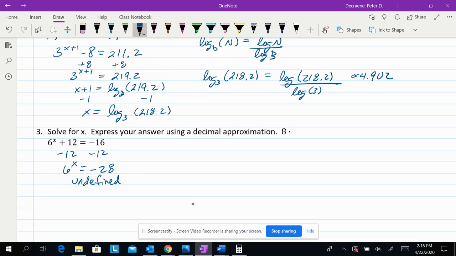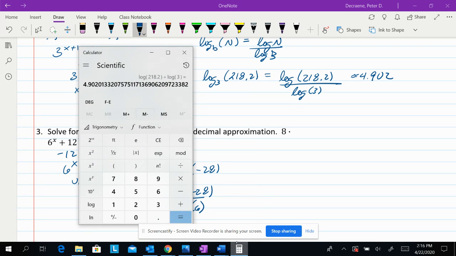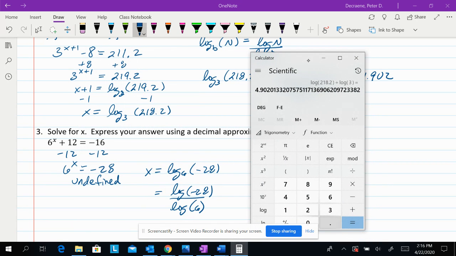And if I try to convert this to a logarithm, I'm going to run into trouble, because it would be x equals log base 6 of negative 28. Using the change of base formula, log of negative 28 divided by log of 6. And if I bring my calculator back up and I do negative 28, and I take the log of it, it tells me invalid input. I can't do that. I hope that makes sense.